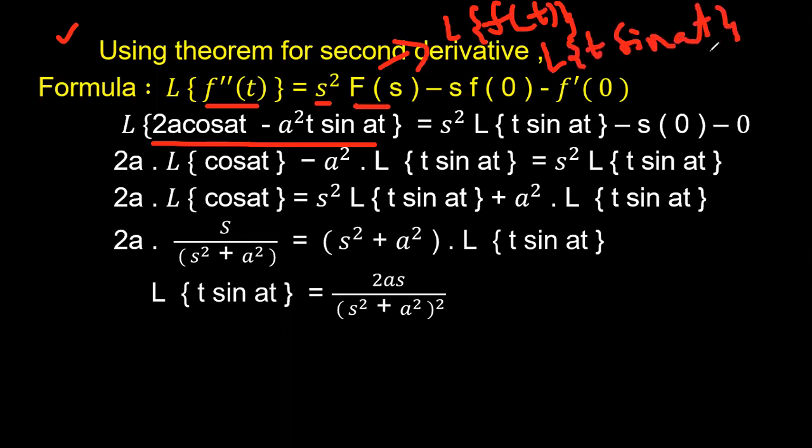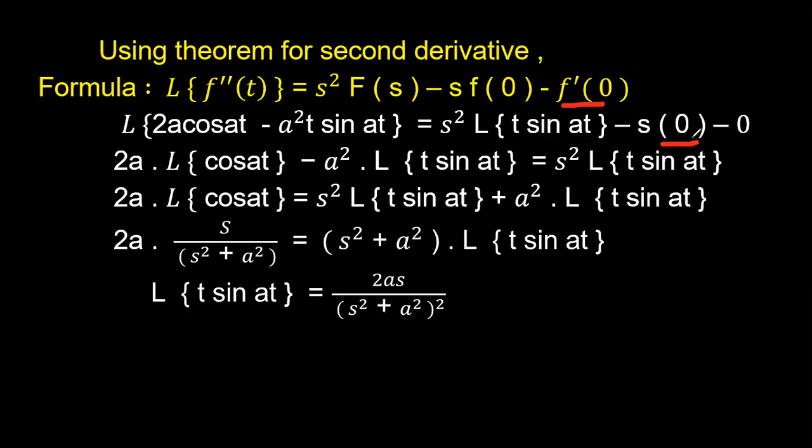So now we have to find out the Laplace transform of t into sin at. That is represented here, s square F of s minus s into f of 0. What is the value of f of 0? 0. What is the value of f dash of 0? It is also 0. And this one will be 0 and this one will be 0.